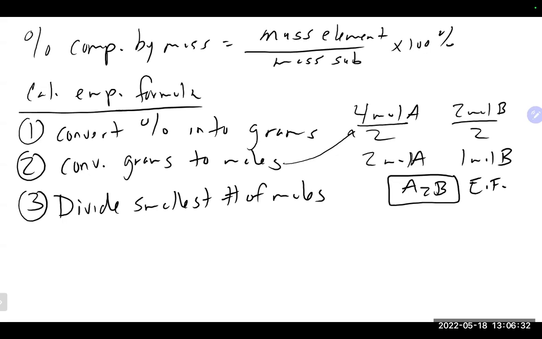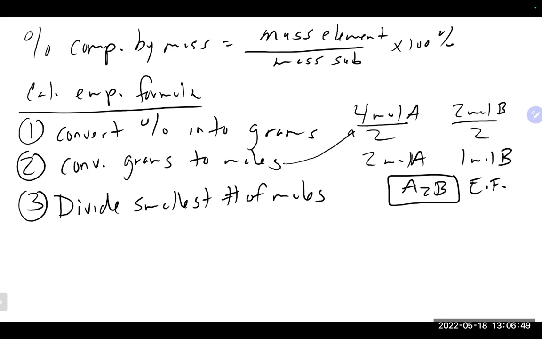Remember though that if you do divide and you do not hit whole numbers and it's not really close, you have to figure out a factor to multiply everybody by to get to a whole number. So if you divide and you had 2.5, you need to multiply everybody by 2 to get you there.